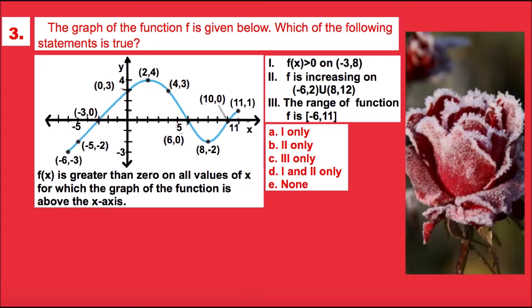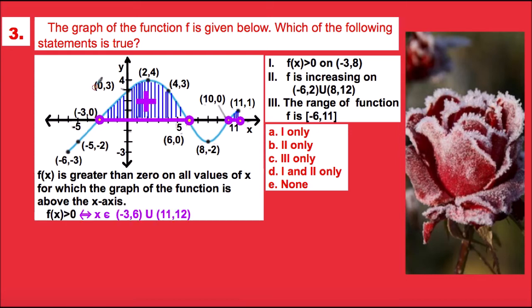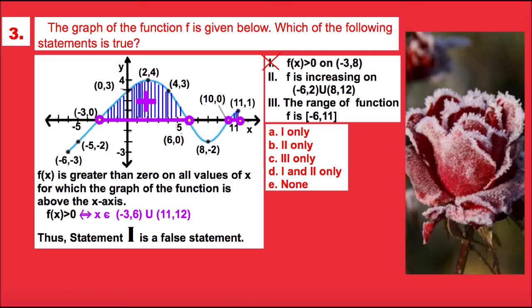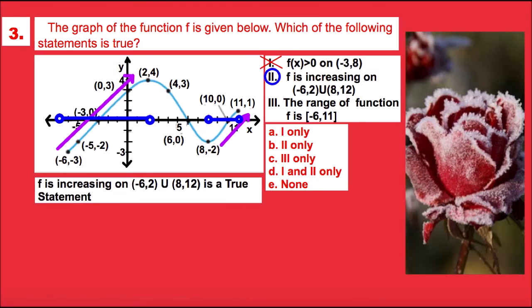f(x) is greater than 0 on all values of x for which the graph of the function is above the x-axis. f(x) > 0 is equivalent to x belongs to the open interval (-3, 6) united with the open interval (11, 12). Thus, statement 1 is a false statement. f is increasing on the open interval (-6, 2) united with the open interval (8, 12) is a true statement.